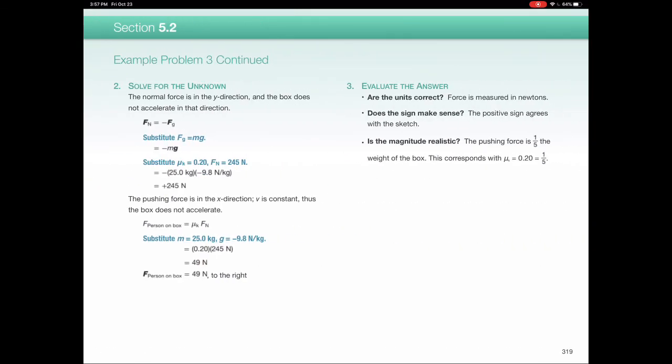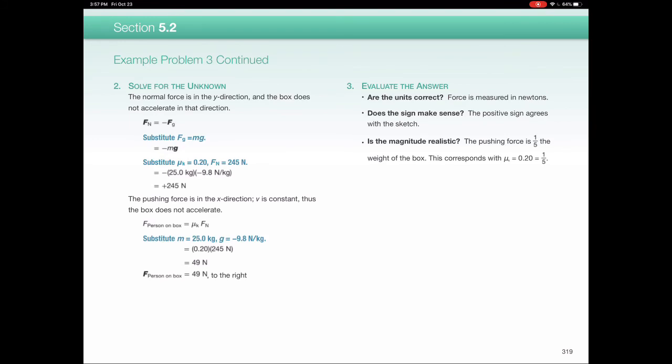So let's continue on. Let's solve for the unknown. First thing we know, in this case, the normal force is equal to the negative of the force of gravity. And we're going to find the force of gravity. So the force of gravity is going to be the mass of the object times the acceleration due to gravity. That gives us a force of 245 newtons.